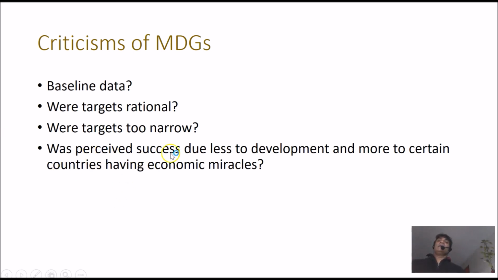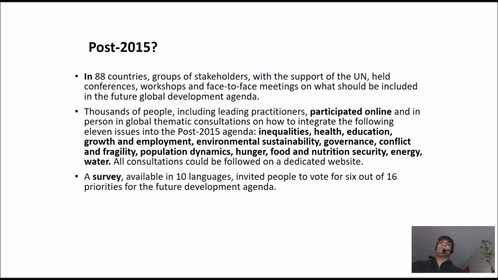And lastly, we have reported on a number of successes just now, but how much of that was due to a couple of countries having economic miracles, right? India and China have had miraculous economic growth in the last 25 years. And a lot of the globe's improvements are essentially due to those two countries. So maybe we shouldn't be so proud of all the achievements we've made when it's just in really two countries.